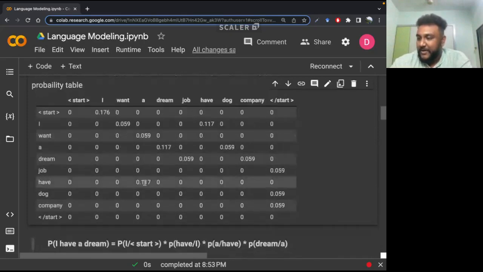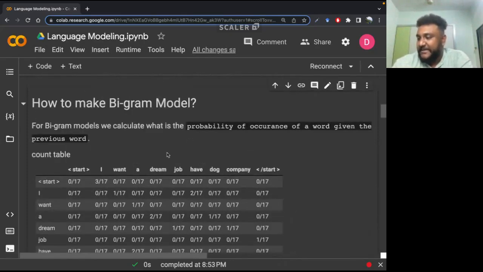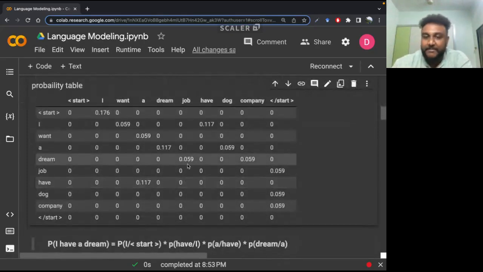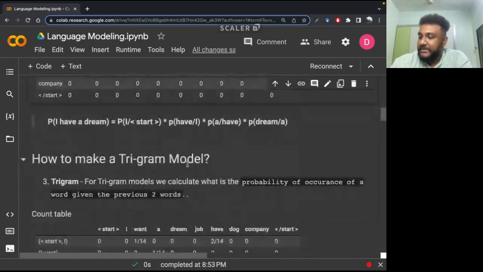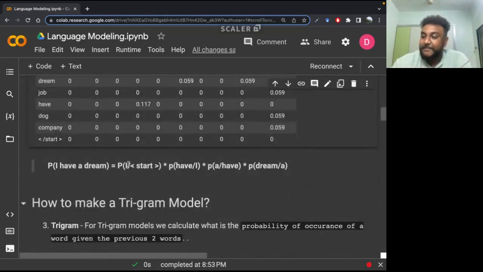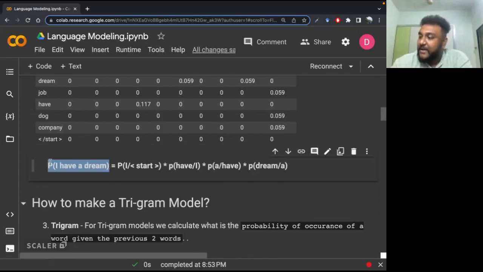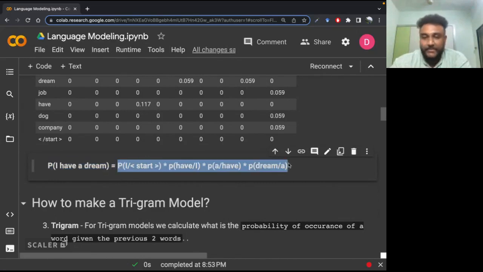Cool. So now, if I calculate these probabilities and put them over here, this is what the probability table will look like. So now the probability of this sentence, P of I have a dream, is going to start looking like P of I given start into P of have given I into P of a given have into P of dream given A, right? So this is the way I can calculate the joint probability of this sentence given each of these words. Okay, everyone with me so far?